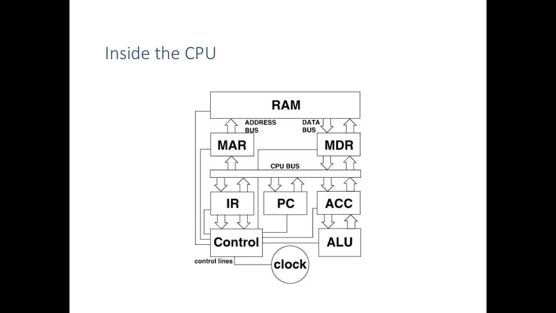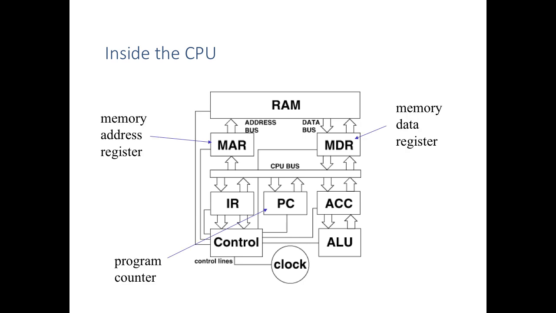Inside of the CPU we have some very basic block diagrams. The memory address register, MAR, the memory data register, MDR, both communicate directly to the RAM. There's a CPU bus, and then there's a program counter, that's a register, that keeps track of which address you're on, an accumulator for doing operations, an arithmetic logic unit, and then an instruction register with some control. And then there's a clock governing the entire thing so it can be run synchronously.